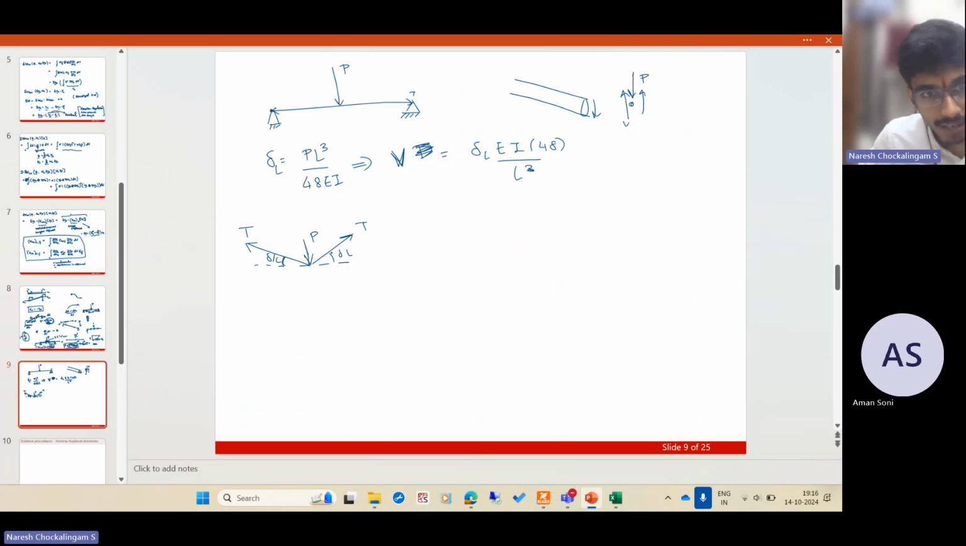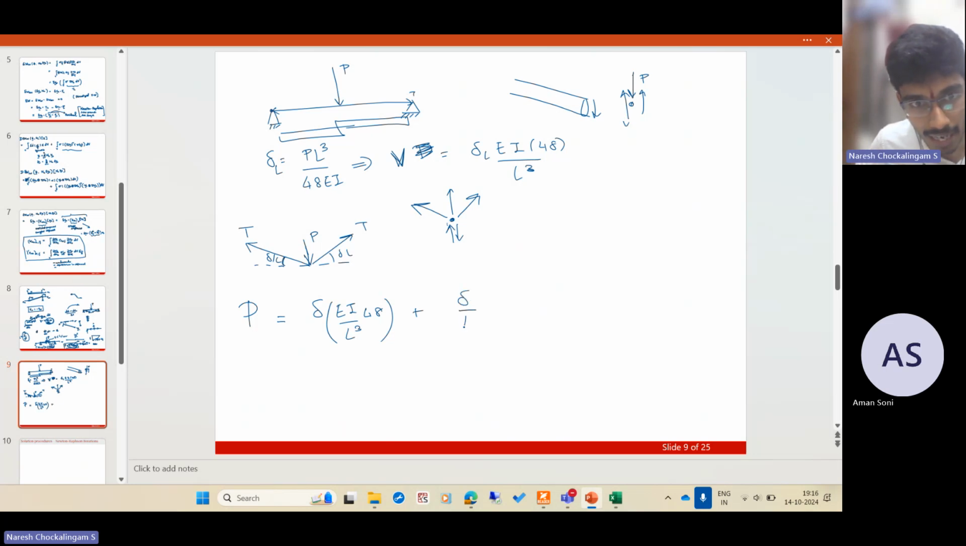So if you look at the total P, the total P at that point will have one resistance coming from the tension and another resistance coming from the shear force, or the shear force jump. From the shear force you have V, which is the jump in shear force. The jump should be equal to the applied force P. So this P will have one component which is delta times 48 EI by L cube, plus another component which is 2T delta by L.